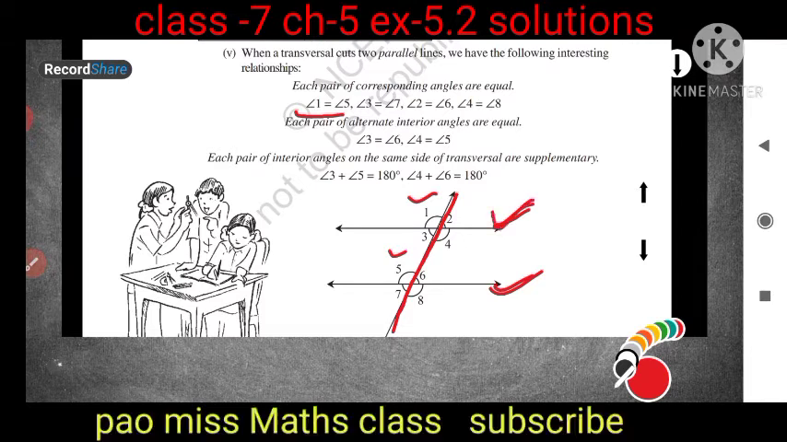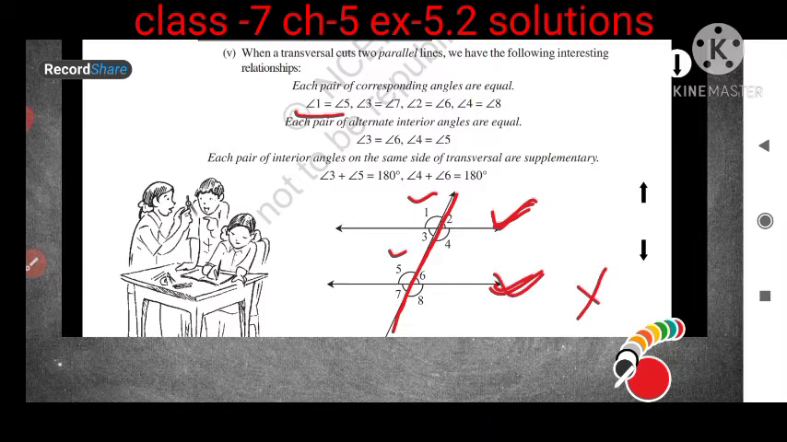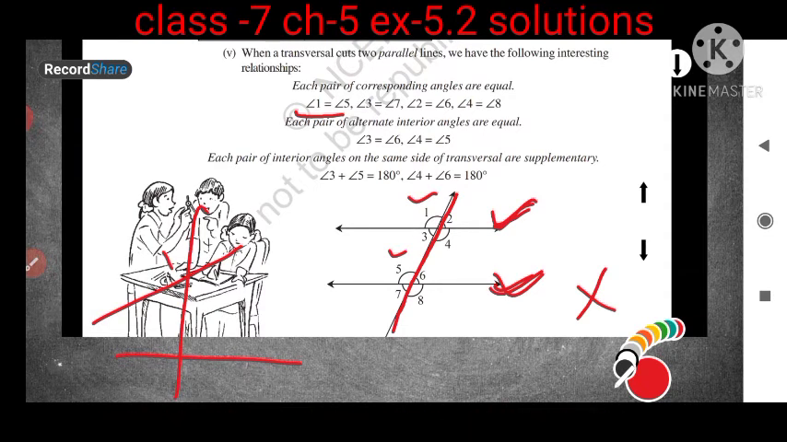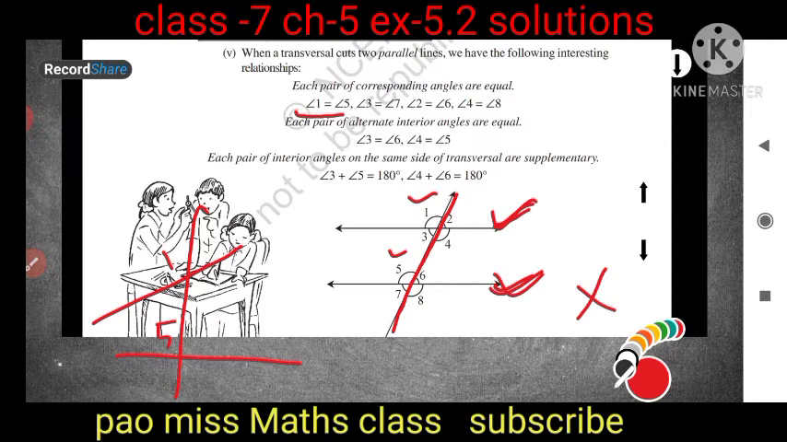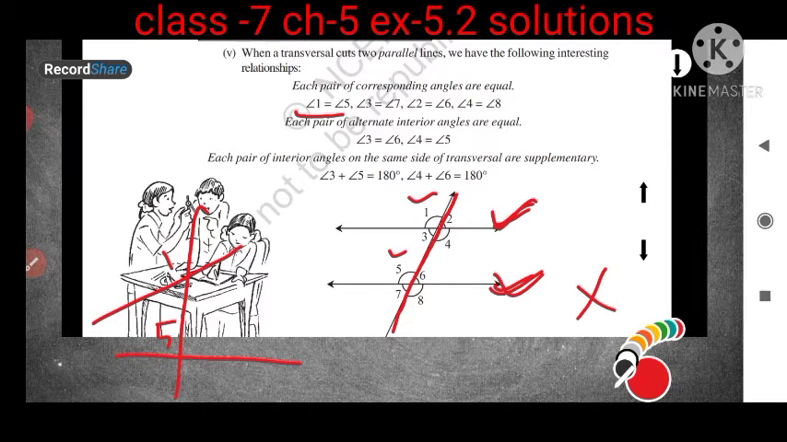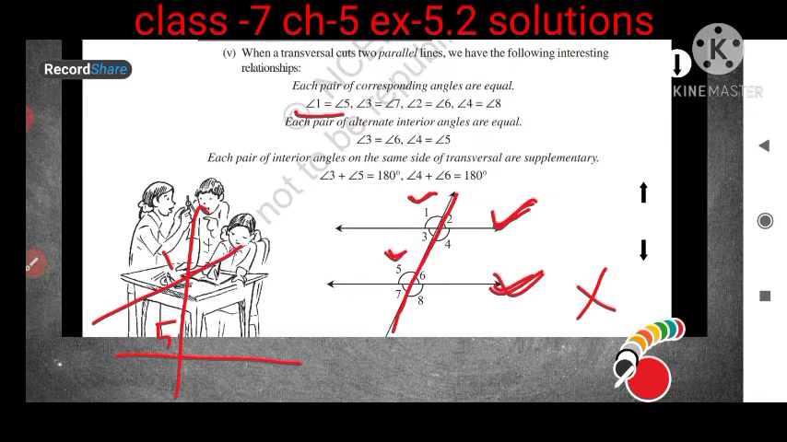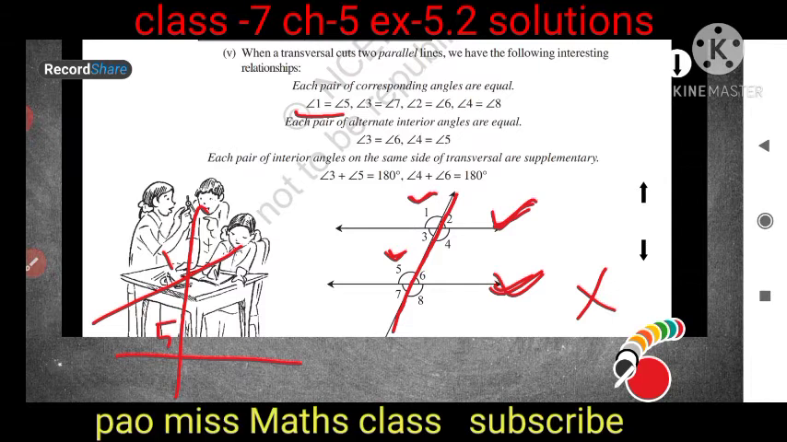But if these two lines are not parallel, suppose this is one line and this is another line with an intersecting line, then angle 1 and angle 5 will not be equal. But if the lines are parallel, then angle 1 and angle 5 are corresponding angles, and they are also equal.